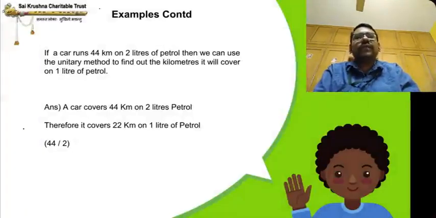One more example. If a car runs 44 km on 2 liters of petrol, then we can use the unitary method to find the kilometers it will cover in 1 liter of petrol. Answer. A car covers 44 kilometers in 2 liters of petrol. Therefore, it covers 22 kilometers on 1 liter of petrol. So, 44 divided by 2 gives how much distance it covers in 1 liter of petrol.